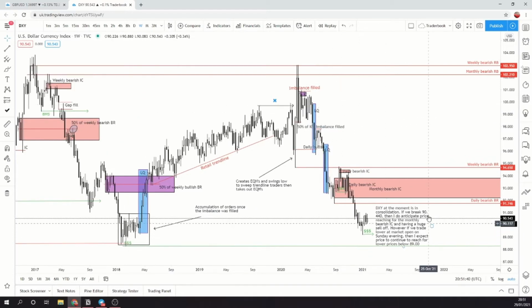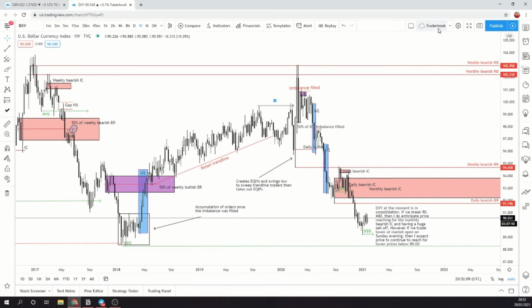Now here we can see I wrote this last weekend. I did write DXY was in consolidation, and if we do break the 90.440 mark, then I do anticipate price reaching for the monthly bearish institutional candle and having a huge sell-off. However, if we trade lower at market open on Sunday evening, then I expect price to continue to reach for lower prices below 89.00.